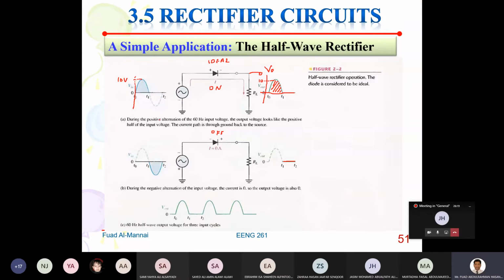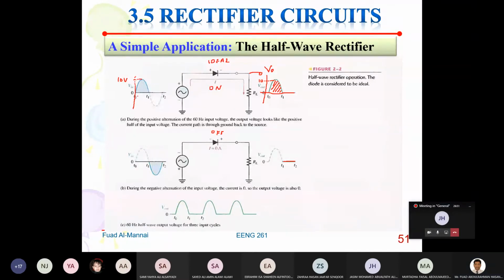Now how does it work? First of all, to make things easier for us to understand, let's assume that this diode is an ideal diode. Everybody get that? Ideal diode means whatever you put at the input will appear at the output, which means that the diode will be either open circuit or short circuit. Everybody get that? All right.